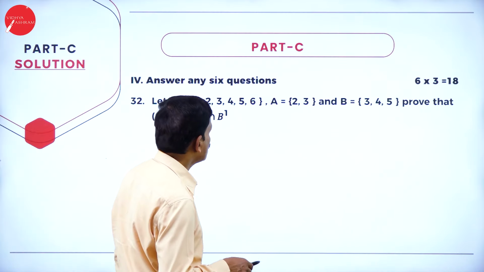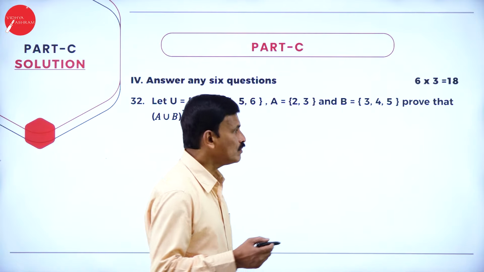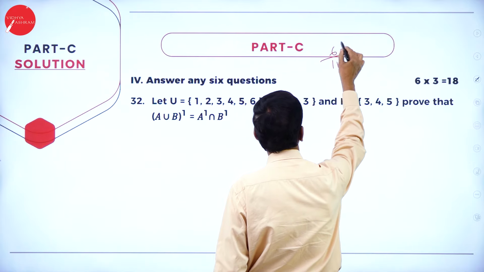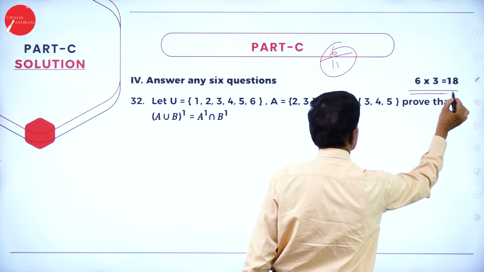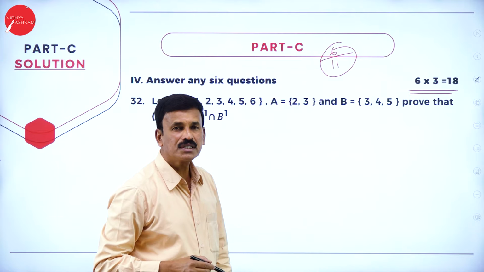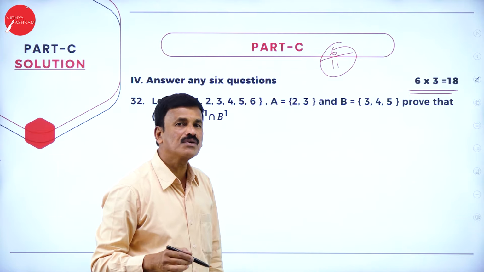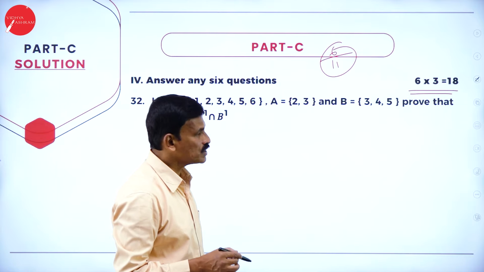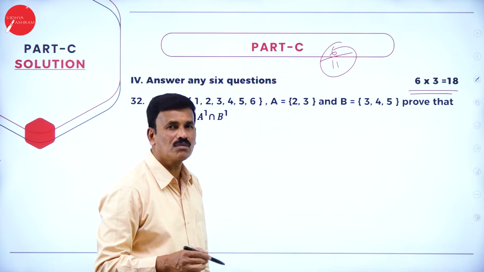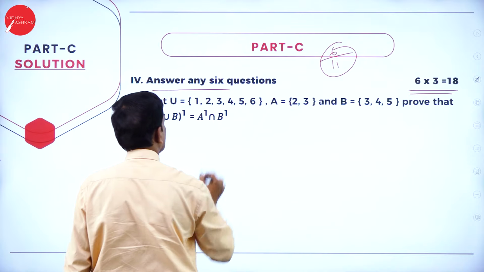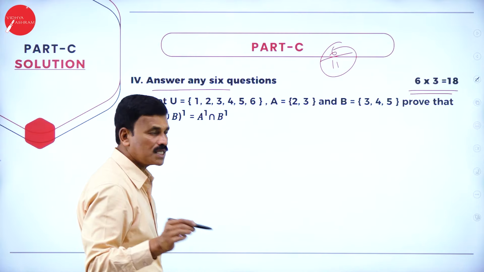In part C, you will have 11 questions. Out of those 11, you are going to answer 6. Each question carries 3 marks, so 6 threes are 18, totally 18 marks from part C. Now, let us move on to the first problem. Answer any 6 questions, each question carries 3 marks.